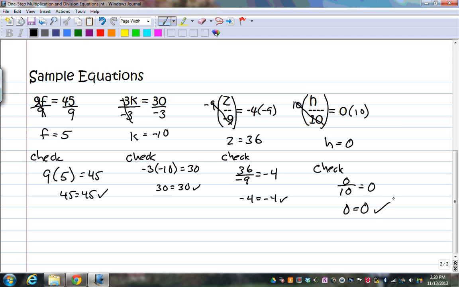And it works. And I know some of you are looking at this and saying, you didn't rewrite the problem, Mr. Jones. You just did it on the worksheet. I know I did it on the worksheet. I'm sorry. But you should rewrite your problems.